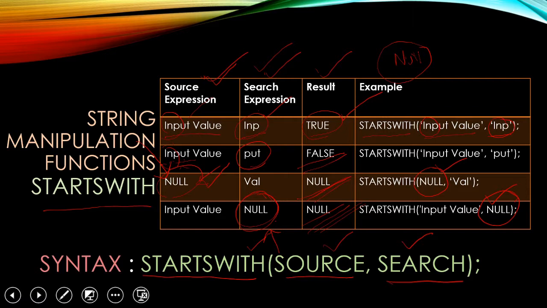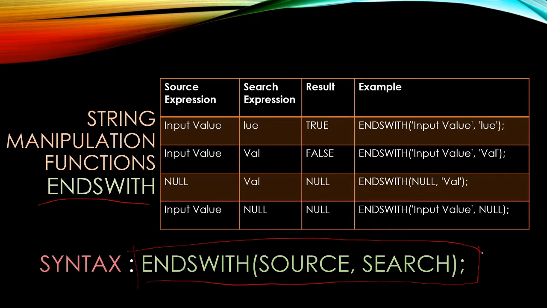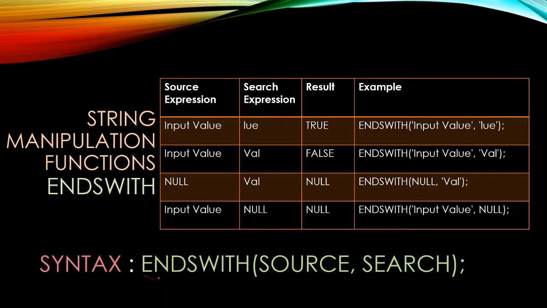Let me also explain the ENDSWITH and CONTAINS functions. I have told you earlier that the syntax for all three, ENDSWITH, STARTSWITH and CONTAINS, is the same. So the syntax goes like this: ENDSWITH, the source expression and the search expression. Here is the table that I have prepared for ENDSWITH. As the name is self-defined, you can see that it expects the source expression to end with the search expression.